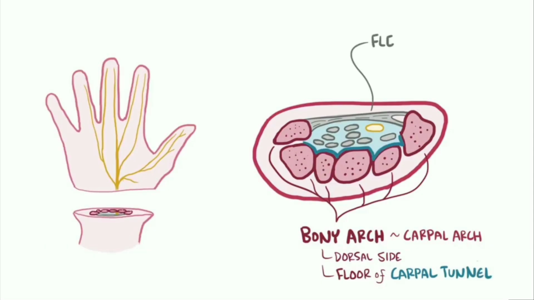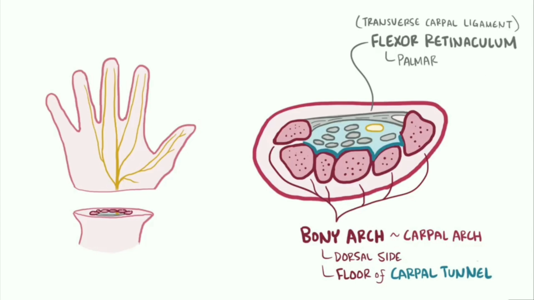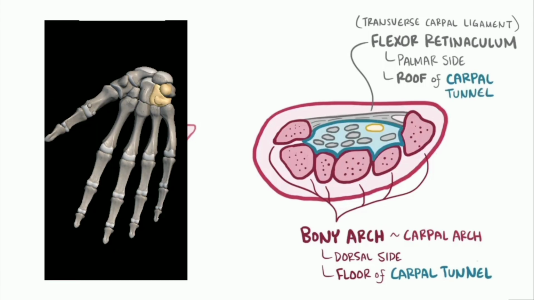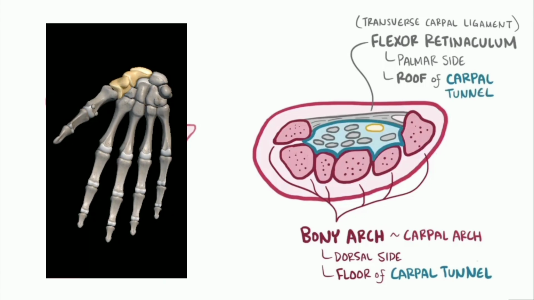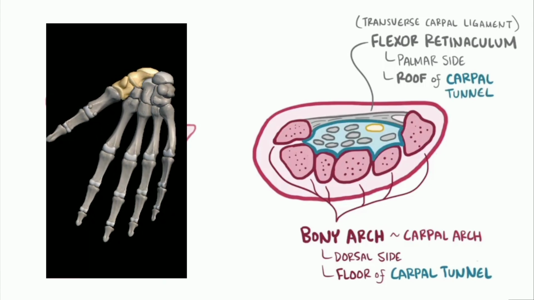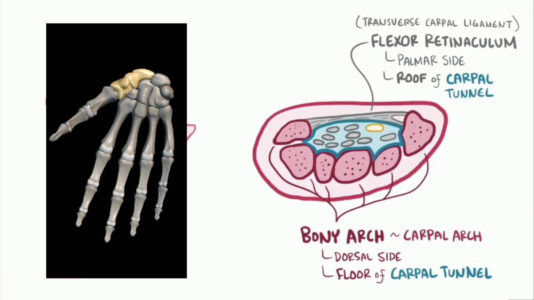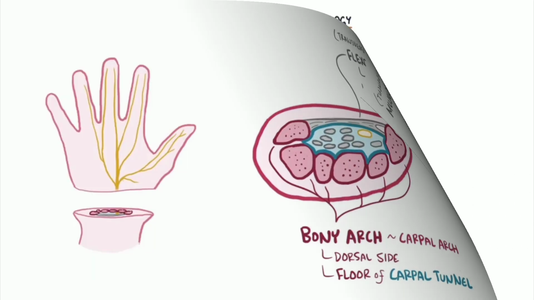The roof of the carpal tunnel is formed by the transverse carpal ligament, also known as the flexor retinaculum. The sides of the carpal tunnel are formed by the pisiform and hamate bones on the ulnar side, and the scaphoid and trapezium bones on the radial side. This structure completes the passage, encapsulating the median nerve and flexor tendons as they pass from the forearm to the hand.